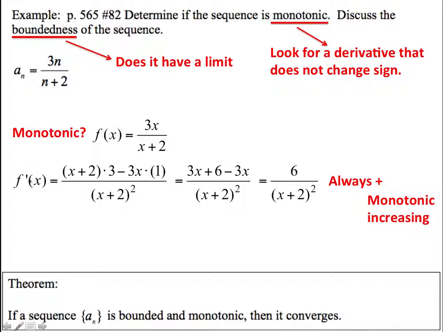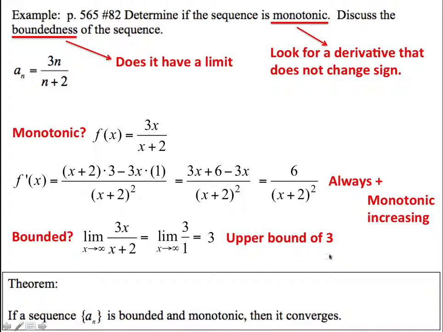Let's look at the boundedness. For the boundedness, we're going to see if it has a limit. So we take the limit as n goes to infinity, or as x goes to infinity. I kept it in its function form. A quick check: if I put infinity in the top and bottom, I have an indeterminate form, infinity over infinity. So I'm going to differentiate the top and differentiate the bottom using L'Hopital's rule. So I have 3 for the limit. So this is bounded. It's got an upper bound of 3.